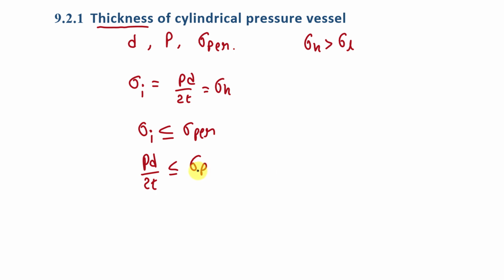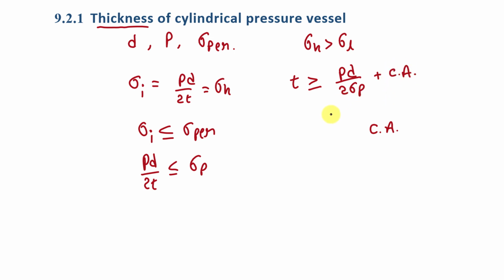And now we have value of sigma permissible, pressure and diameter. So we can actually find thickness of pressure vessel. And from here we can write that thickness should be greater than or equal to PD by 2 sigma P. Fine. So if it is asked to find out value of thickness for cylindrical pressure vessel, then you can find out from this expression. And if in the question corrosion allowance is given to you, then you have to add corrosion allowance to this expression.